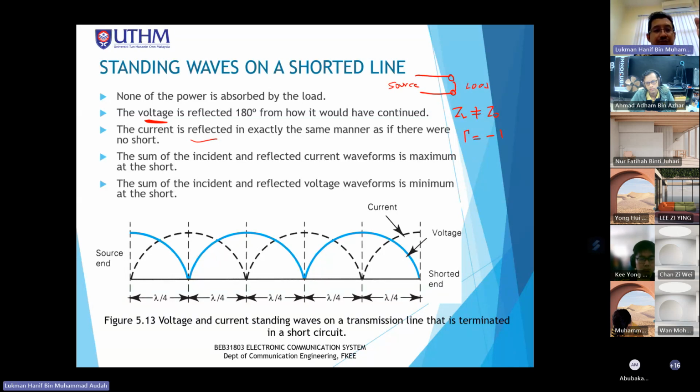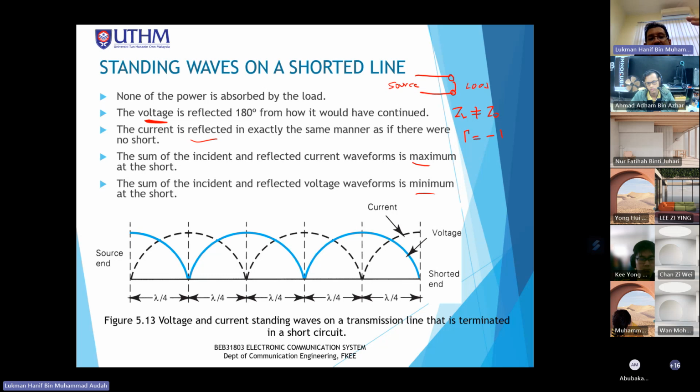So the sum of the incident and reflected current is maximum at the shorted line, while the sum of the incident and reflected voltage is minimum at the shorted line. In this case, we have to see from the picture.